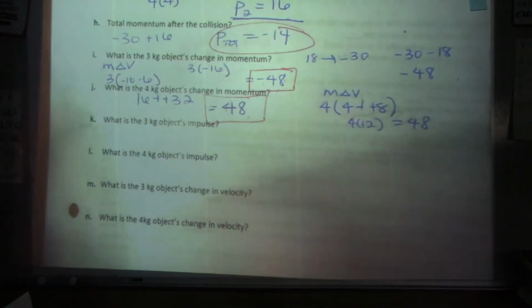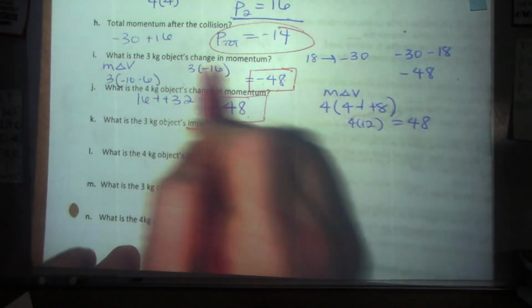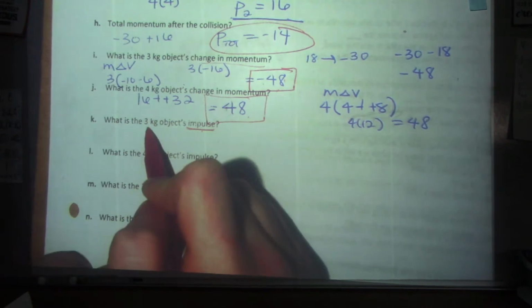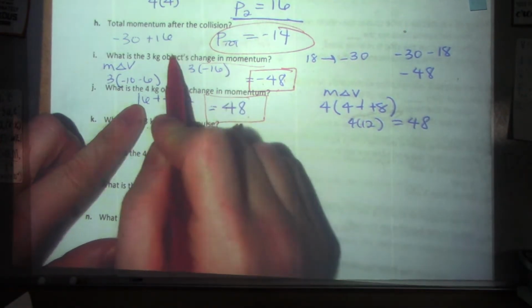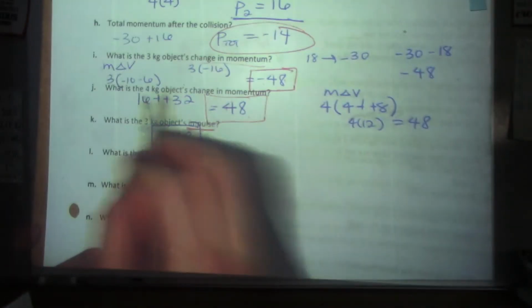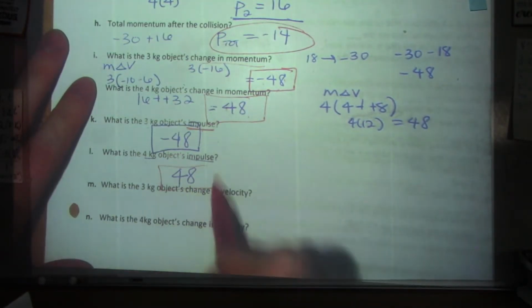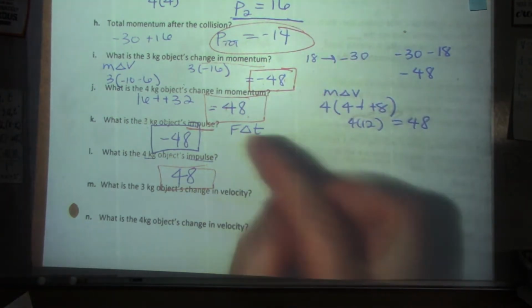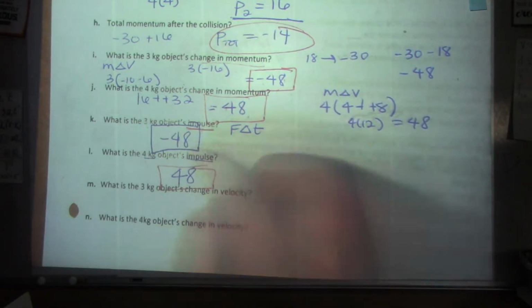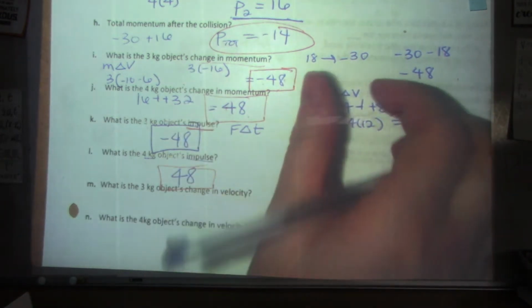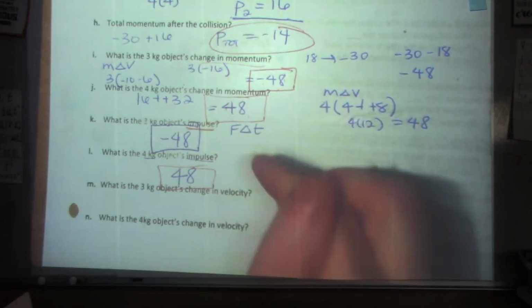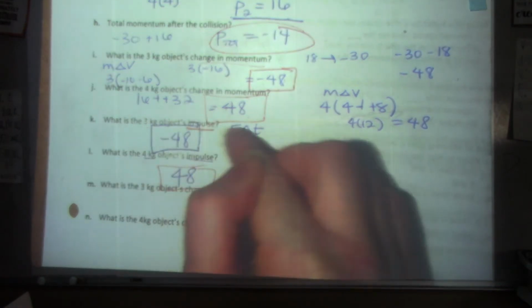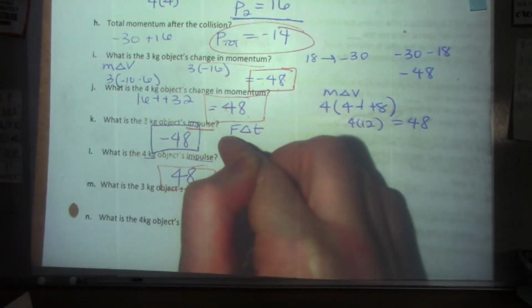The impulse. So impulse is the exact same thing as change in momentum. So if I want the impulse of the 3 kilogram, then I want the change in momentum of the 3 kilogram, which was negative 48. And if I want the impulse of the 4 kilogram, that's just the change in momentum of the 4 kilogram, which is positive 48. We can also think it through: the impulse is F delta t, but we don't have force or time, so we couldn't find it this way. Again, it's the same as change in momentum, m delta v, so we can just use these. What a negative for an impulse means is, well, your time can't be negative, so that just means you have a negative force.